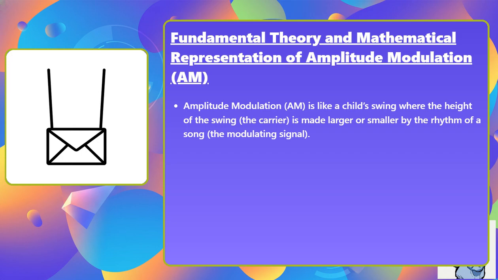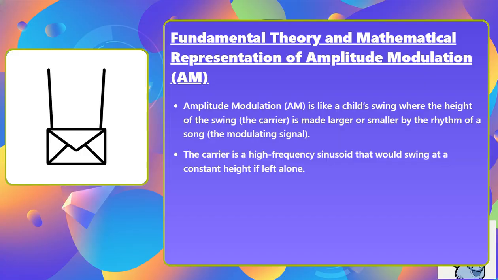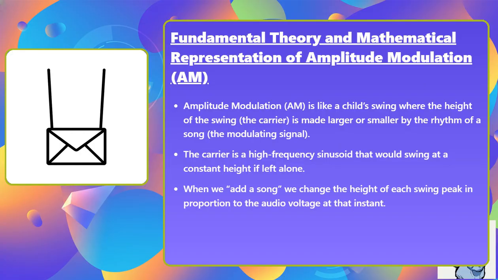Amplitude modulation, AM, is like a child's swing where the height of the swing, the carrier, is made larger or smaller by the rhythm of a song, the modulating signal. The carrier is a high-frequency sinusoid that would swing at a constant height if left alone. When we add a song, we change the height of each swing peak in proportion to the audio voltage at that instant.